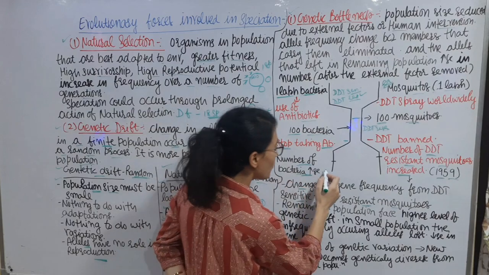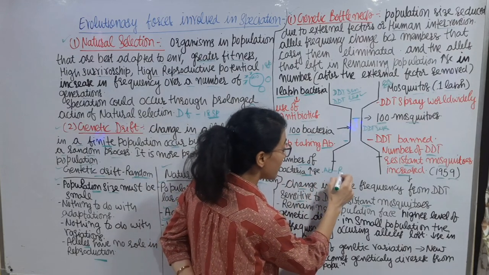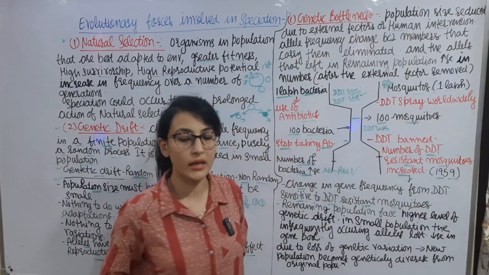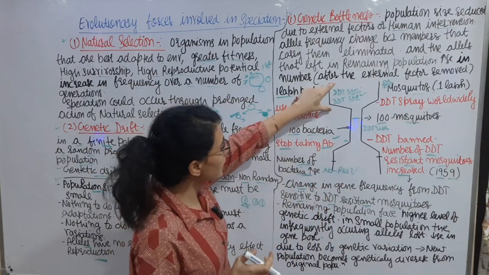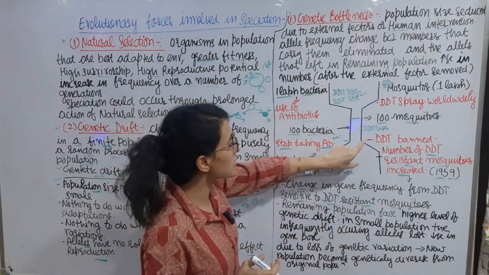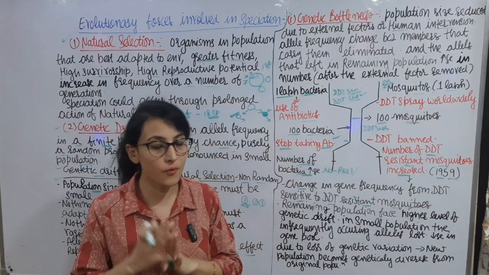और ये कौन से बैक्टीरिया होंगे? जो इस एंटीबायोटिक के रेजिस्टेंट बैक्टीरियाज होंगे. इसीलिए जो एंटीबायोटिक्स हैं इनका कोर्स हमेशा पूरा करना चाहिए. सो इस तरीके से जो जेनेटिक बॉटलनेक है इससे भी स्पीसीएशन, न्यू स्पीशीज की फॉर्मेशन होती है.